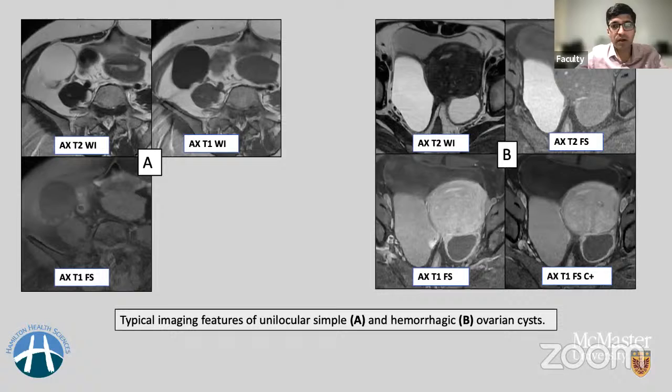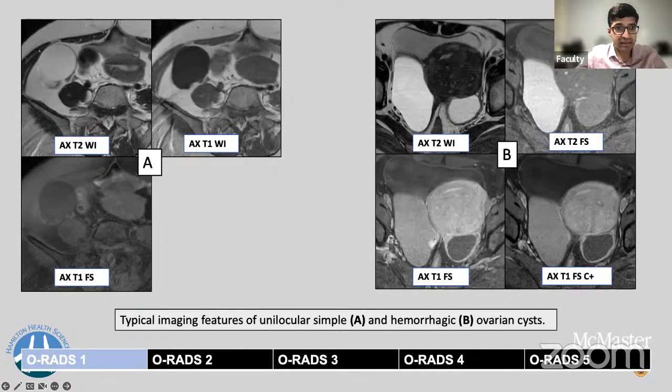Now let's look at some examples of each O-RADS category. These are typical examples of O-RADS category 1. You have your unilocular cysts here on axial T2, T1, and T1 fat suppressed. It just has simple fluid contents, right? So this is typical O-RADS 1.